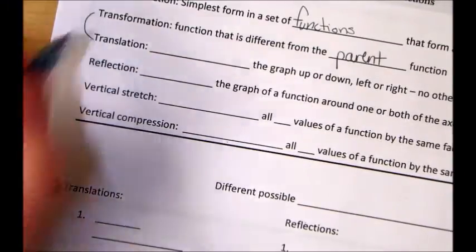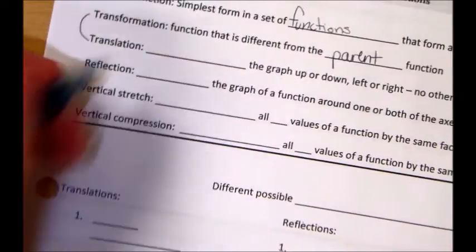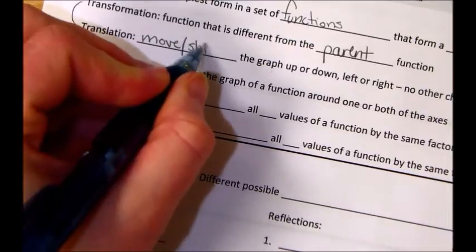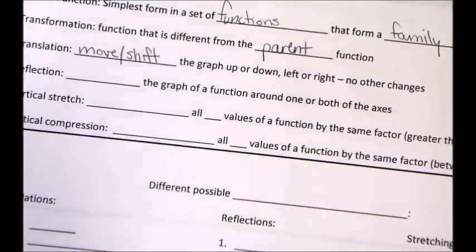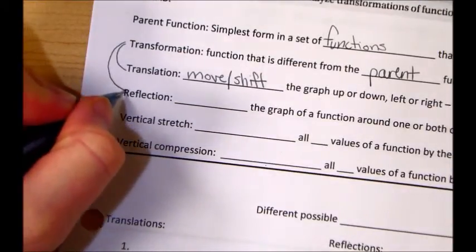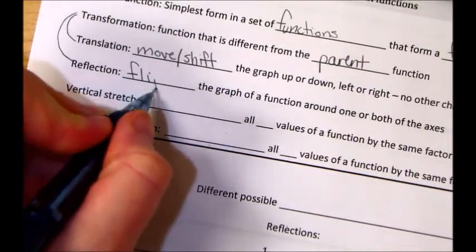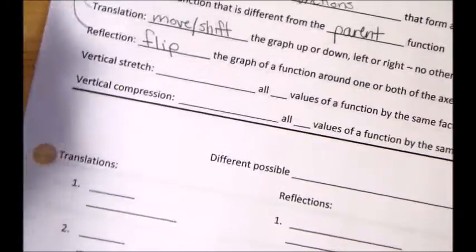Now, there are different types of transformations. There are translations. Translations are a move or a shift of the graph up, down, left, or right with no other changes. The other type of transformation is a reflection. A reflection is a flip of a graph of a function around one or both of the axes. So it's like upside down or it's been rotated left and right.